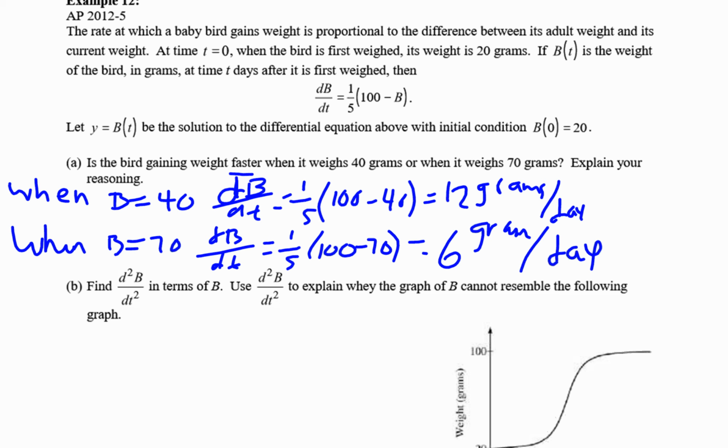So is the bird gaining weight faster when it weighs 40 grams or when it weighs 70? Let's answer that. This kind of problem you'd want to answer with a sentence. The bird is gaining weight faster when it weighs 40 grams because 12 grams a day is more than 6 grams per day. Okay, that would be a good way to explain that.